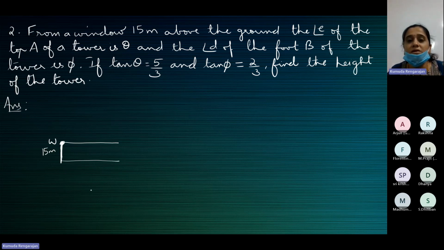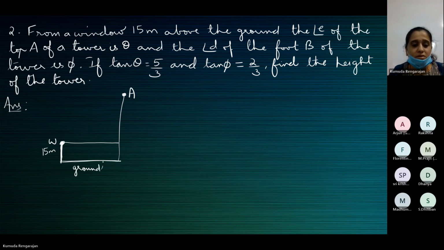The angle of elevation of the top A of a tower is theta. So the tower is somewhere here. This is the top A of the tower. This is the ground level. This is the position of the window, 15 meters above the ground, the vertical height of the window from the ground. The observer is looking through the window. This is the horizontal through the eye of the observer.